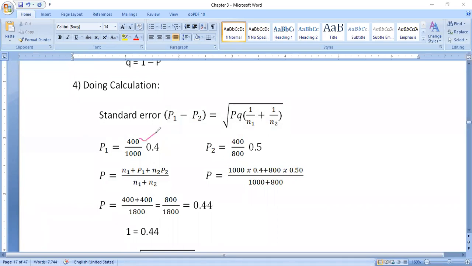P1 is equal to 400 out of the random sample 1000, that is P1 is equal to 0.4. Okay, then P2 is equal to 400 divided by 800. These 400 are from town B, and this is the random sample, that is 0.5. Then immediately what we are going to do, P is equal to N1 plus, sorry, not plus, this is into, wait a minute.